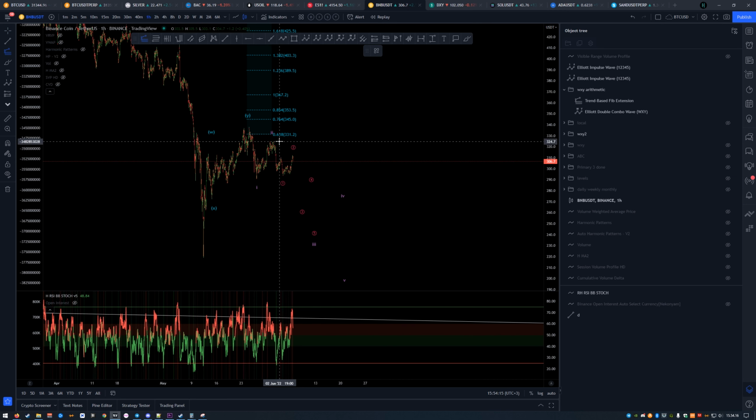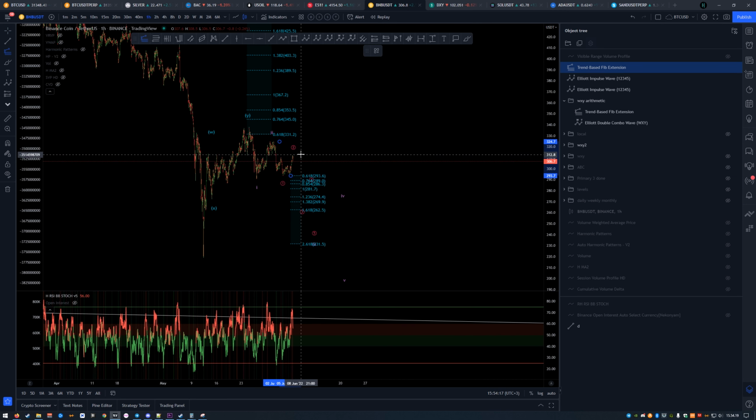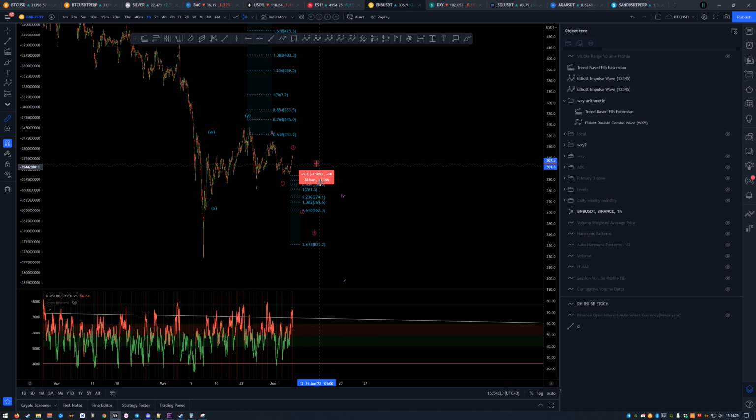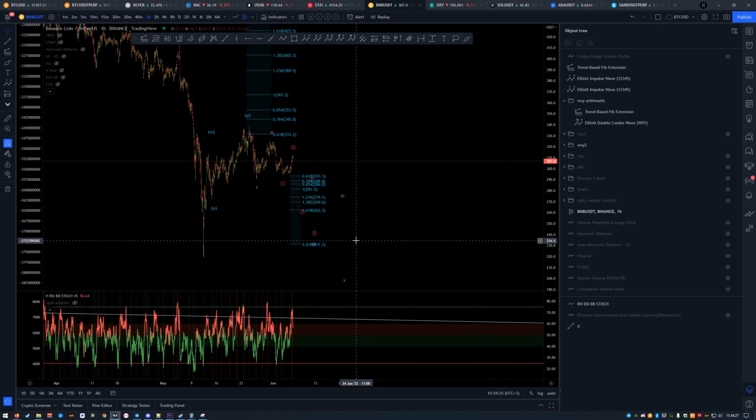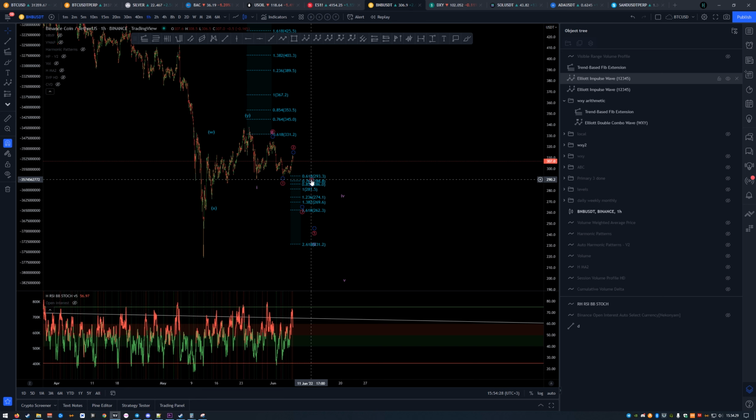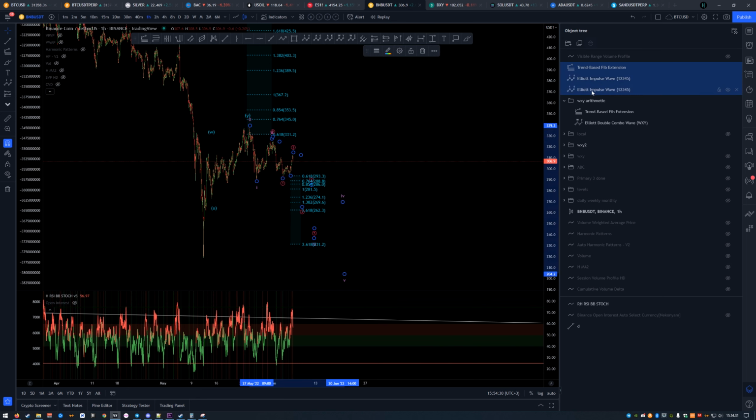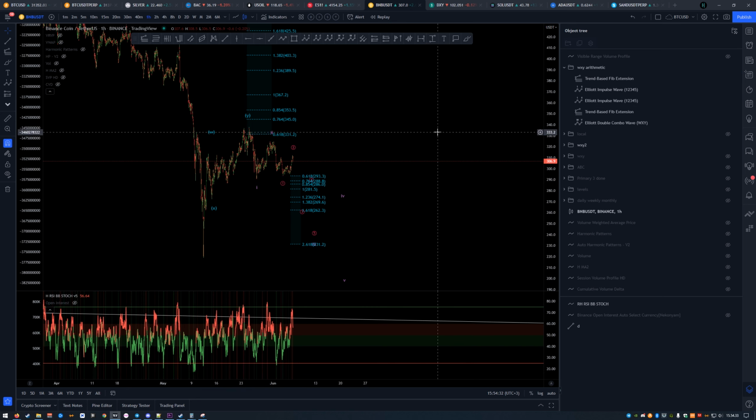If wave 2 is actually finished, let's take a look at where we can expect the 1.618 here, around $262, and that would take us 15% down. That is quite a lot. But yeah, that is basically everything I wanted to share on Binance Coin.